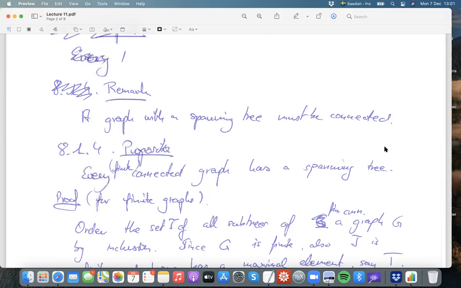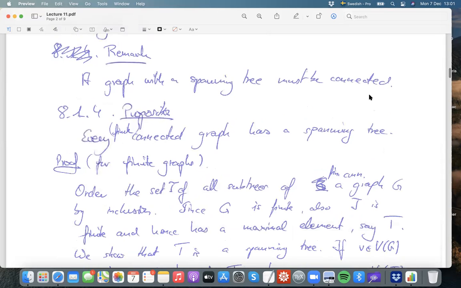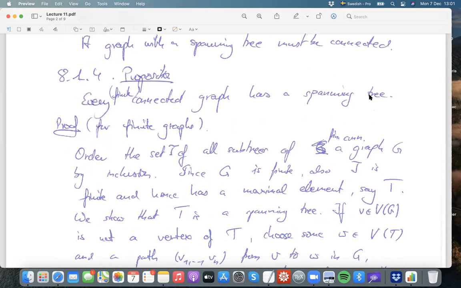Okay, now the next proposition, again fairly simple, is that any connected graph contains at least one spanning tree. And how to do this? Well, I looked at this proof yesterday. It was easy. So we'll give a proof for finite graphs. It even works for infinite graphs, but we don't quite care about those.